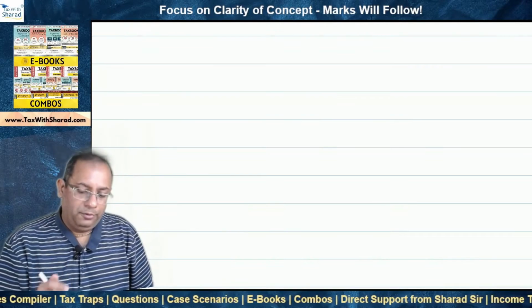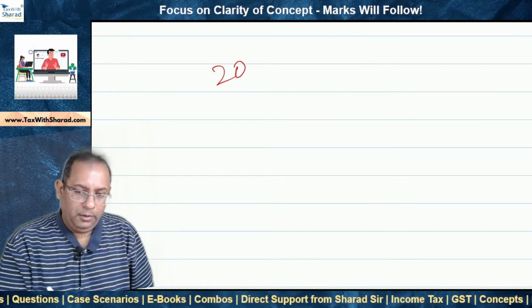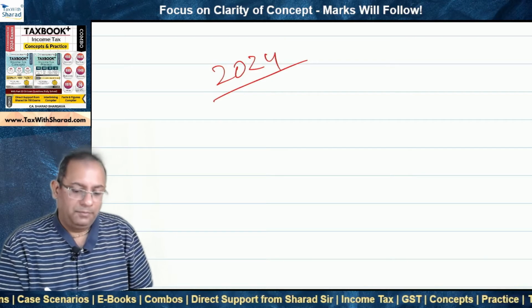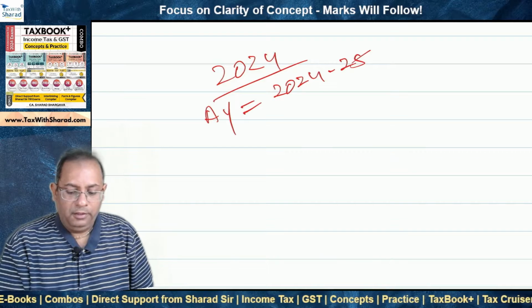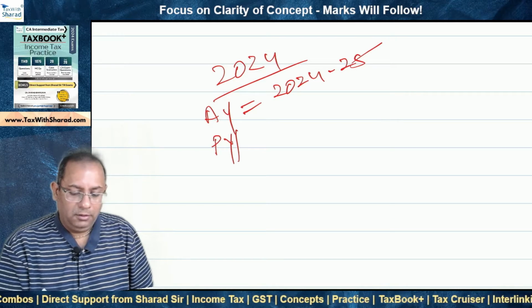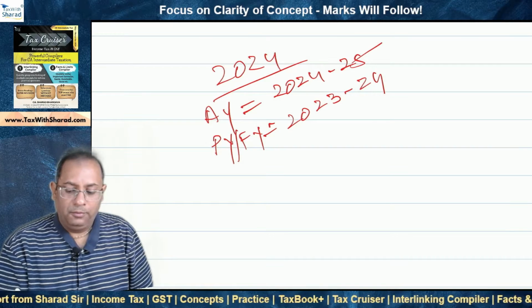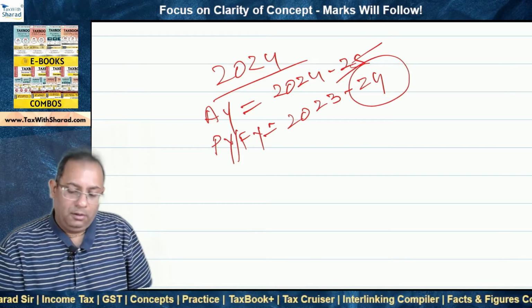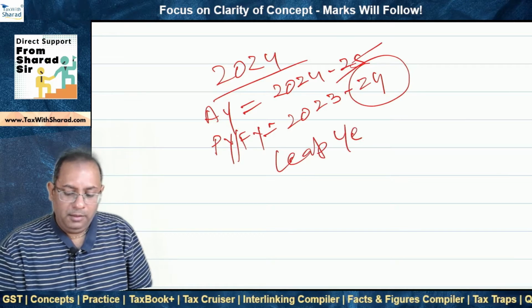Want to share an important point in this video. If you are appearing for May or November 2024 exams, then what is the assessment year? Assessment year is 2024-25. So what is the previous year or financial year? It is 2023-24. And when you look at 24, year 24 is what? It is a leap year.